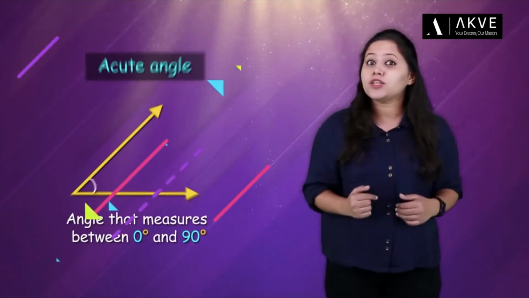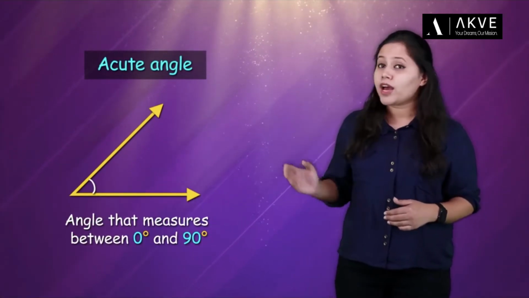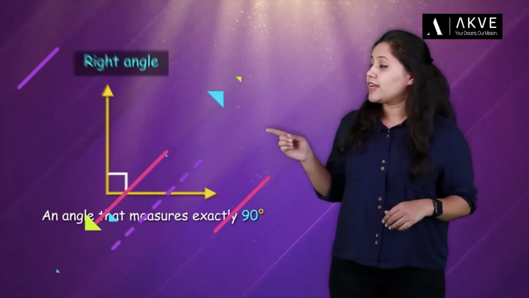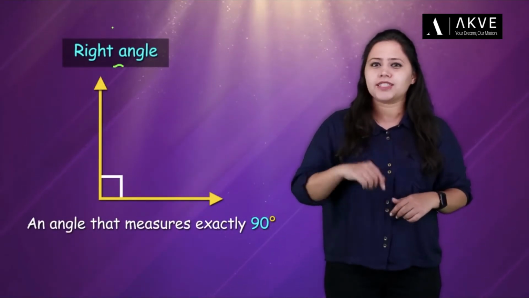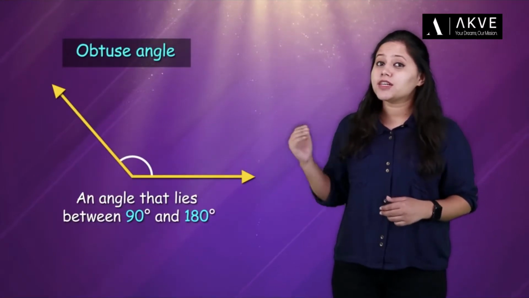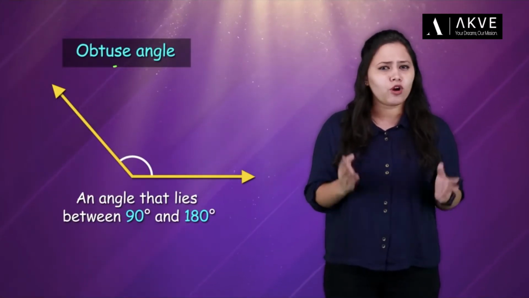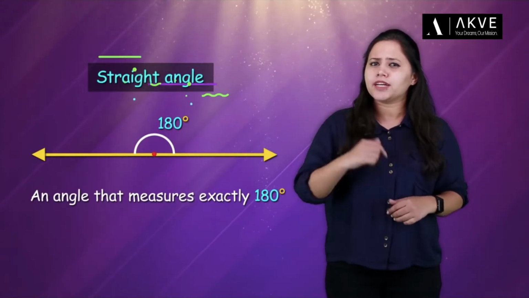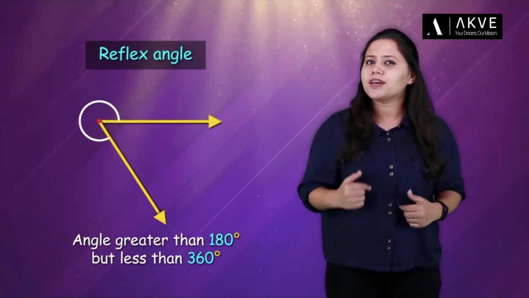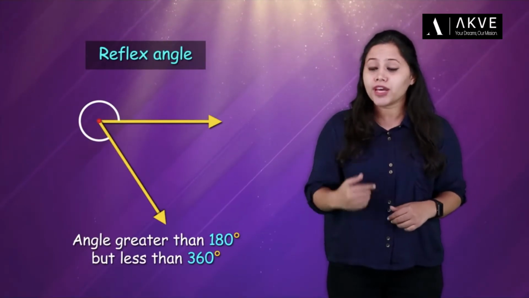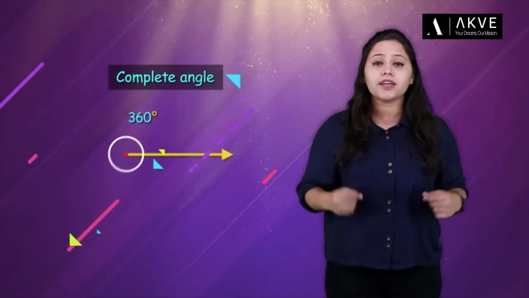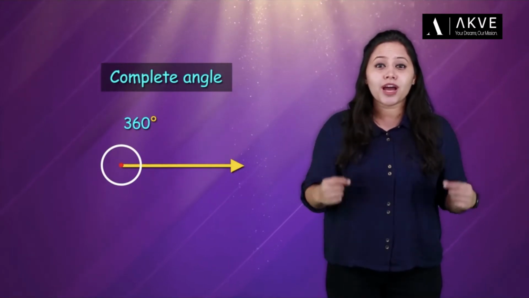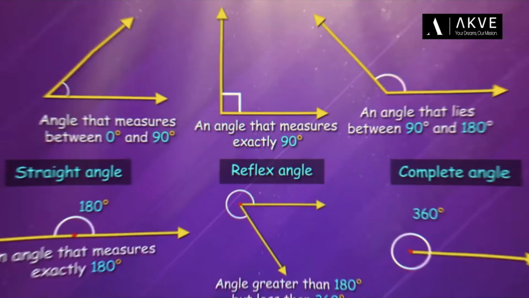So, between 0 degrees and 90 degrees, we have acute angles. At 90 degrees, we have right angles. Between 90 degrees and 180 degrees, we have obtuse angles. At 180 degrees, we have straight angles. Between 180 degrees and 360 degrees, we have reflex angles. And at 360 degrees, we have a complete angle.